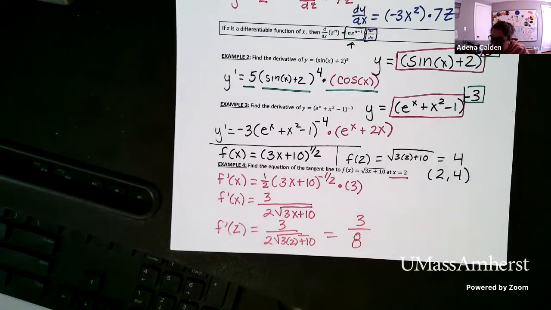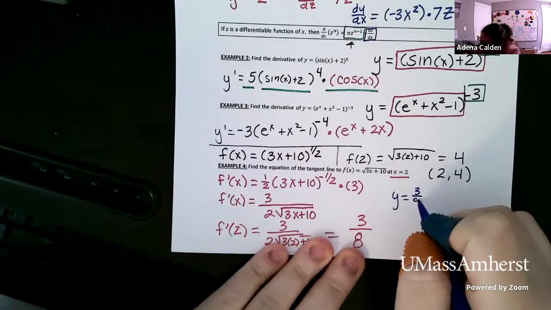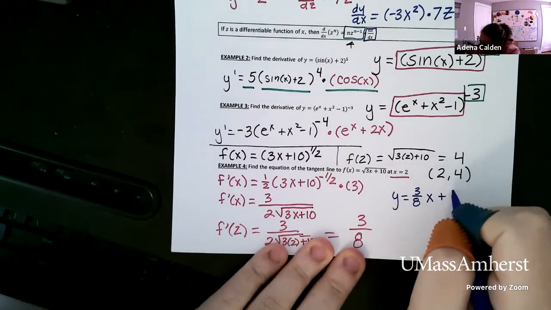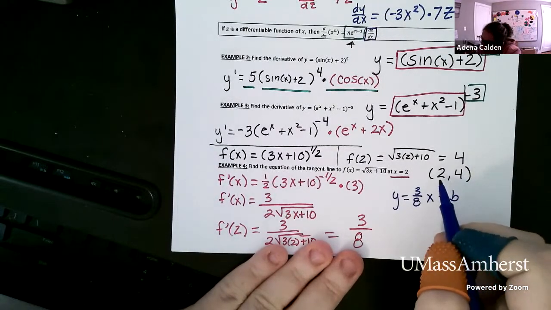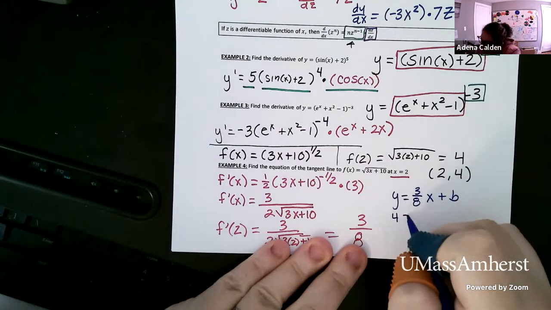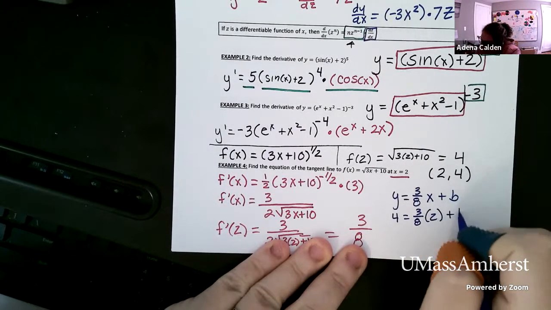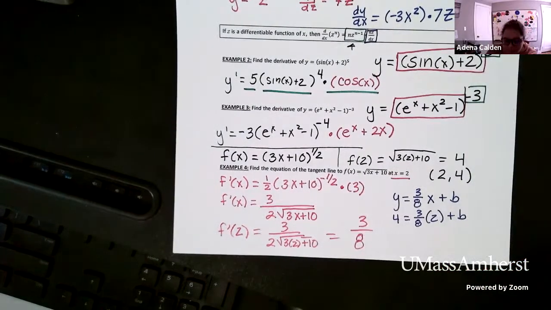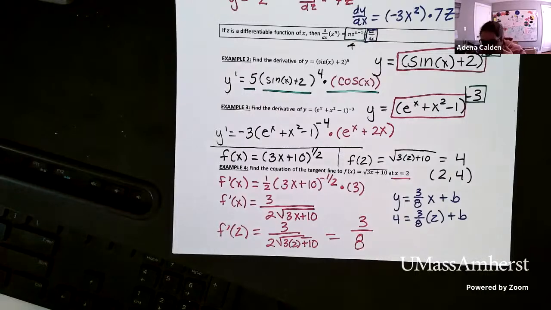So I need to put those together. So y equals 3/8 x plus b. Now I'm going to plug in my point. So when x is 2, y is 4. Okay, so I have 6/8 over here. So I have to do 4 minus 6/8.